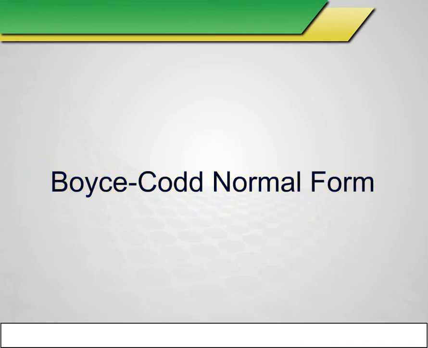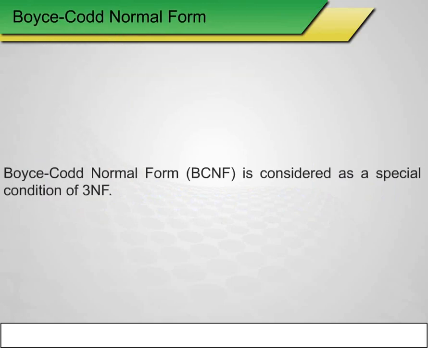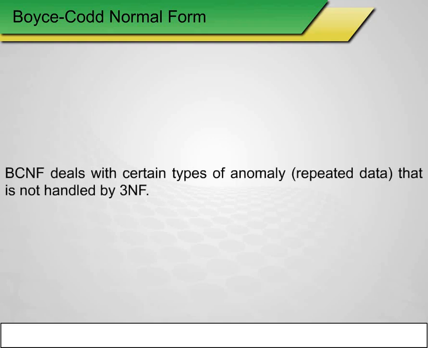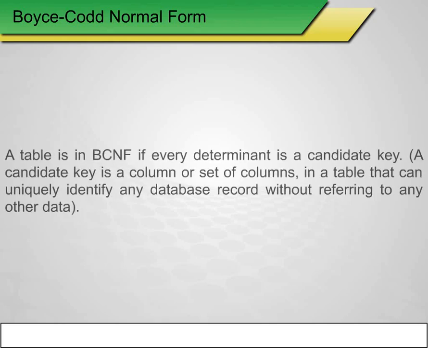Boyce-Codd Normal Form. Boyce-Codd Normal Form (BCNF) is considered a special condition of 3NF. BCNF deals with certain types of anomaly, that is repeated data, that is not handled by 3NF. A table is in BCNF if every determinant is a candidate key. A candidate key is a column or set of columns in a table that can uniquely identify any database record without referring to any other data.